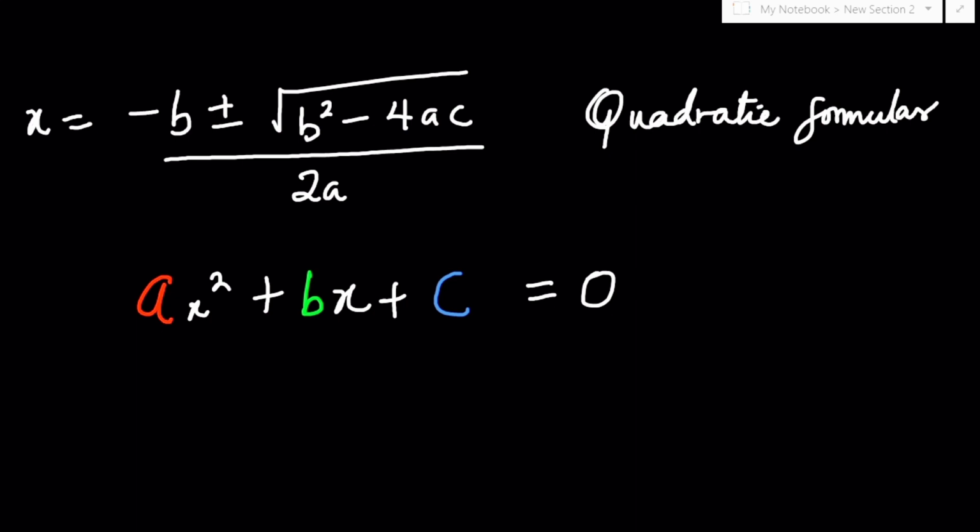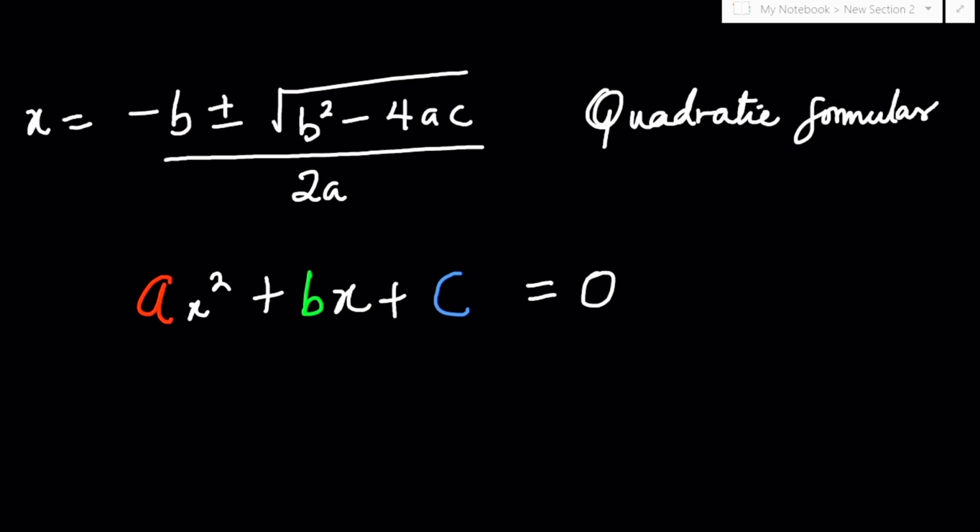Now, a is the coefficient. Now, a coefficient is the number in front of an algebraic term, right? Or the number multiplying the algebraic term. So a is the coefficient of x squared, while b is the coefficient of x, and then c is the constant term, no algebraic term, right? Just a number with no algebraic term attached to it. So we're going to learn how we can do that.